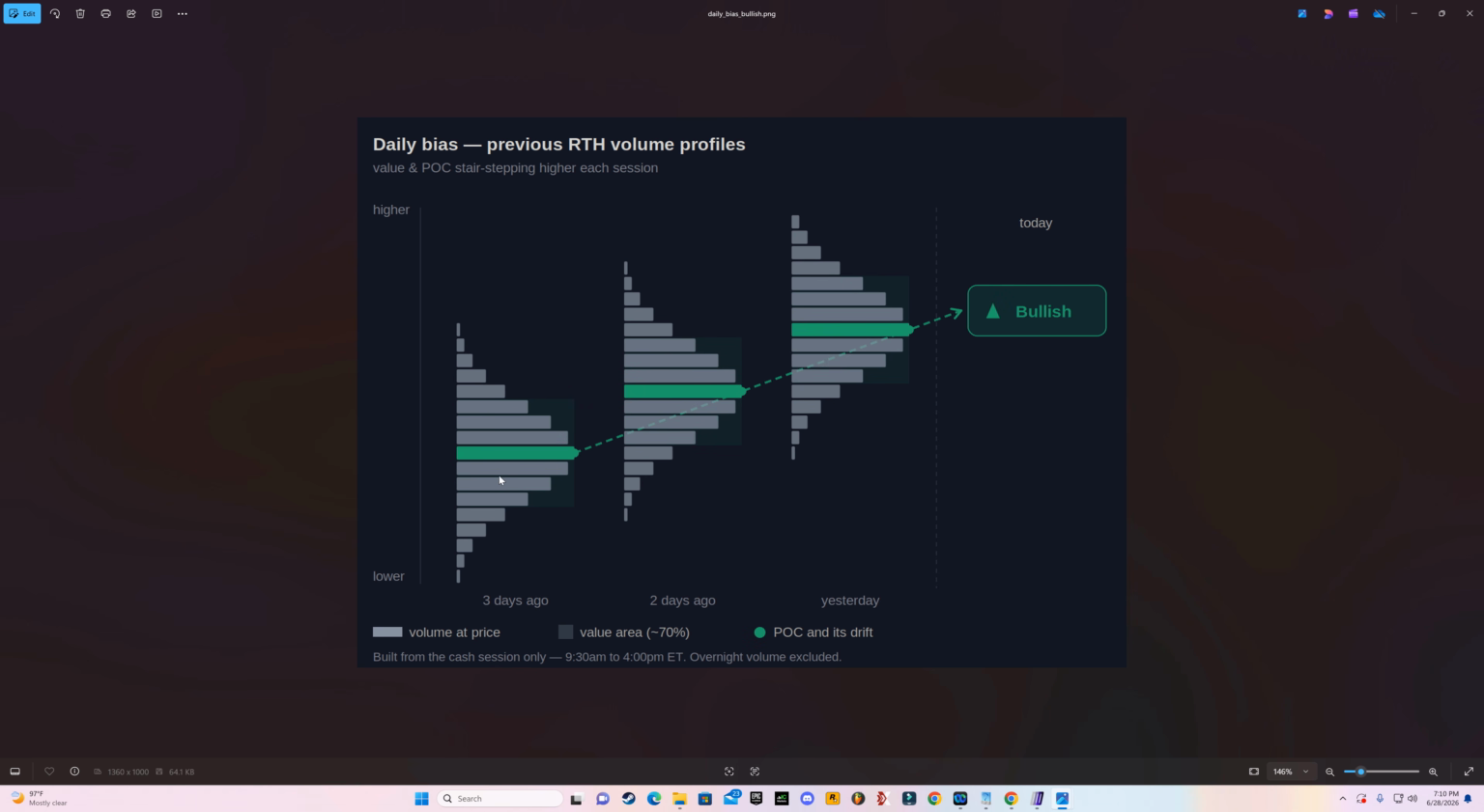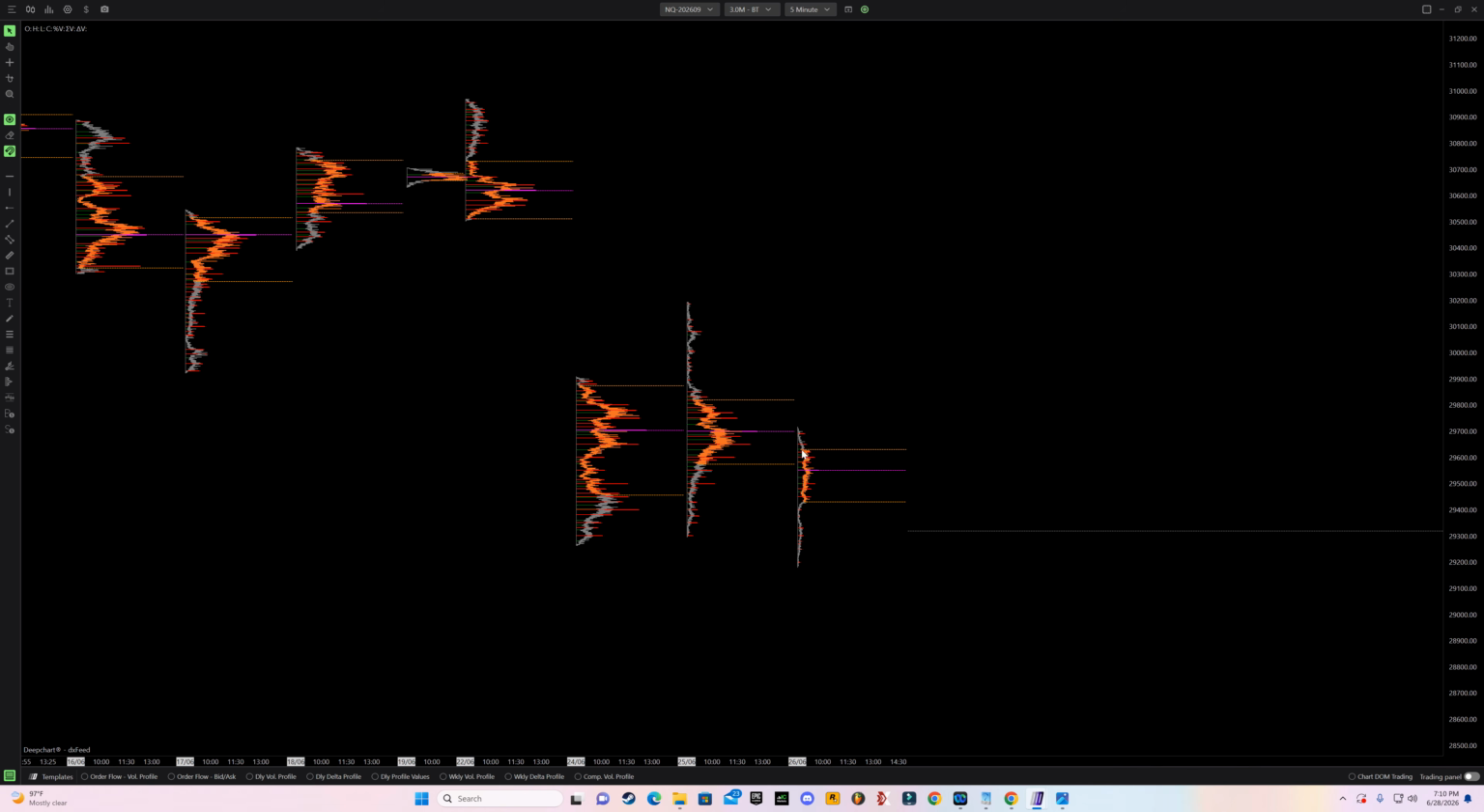Similarly, if we have Monday, Tuesday, and Wednesday over here, and the point of control is shifting higher with each day, so Monday, then Tuesday is higher, and then Wednesday is even higher, we can assume that on Thursday, we are going to be bullish until we reach a key level. Now, with that information in mind, what we can do is find our bias, right?